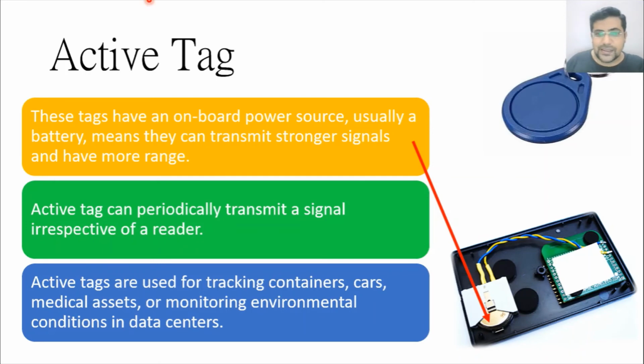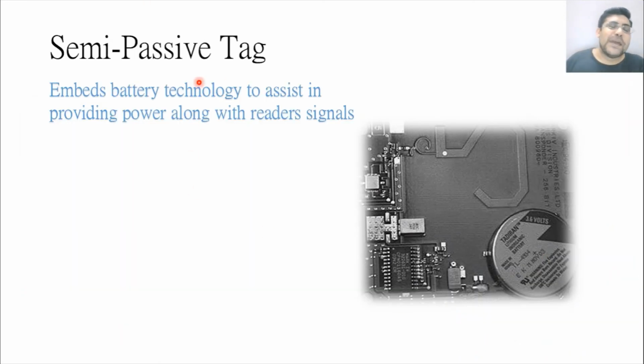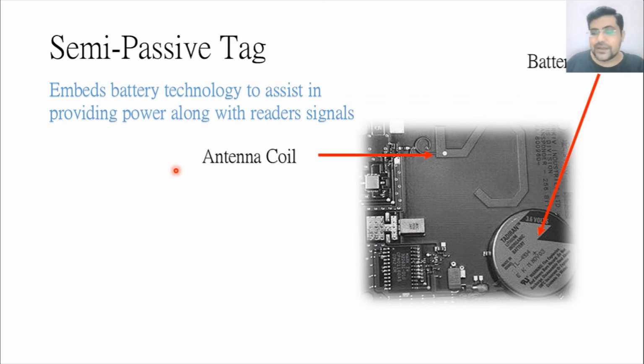Another tag, so this is the battery. I just made an arrow here. The semi-passive tag is embedded with battery technology to assist in providing power along with the reader signal. So it has both types of things. It has the battery, this is the antenna foil, and it has a chip as well. You can see this is a chip. The chip is the most important component of any RFID tag. So the semi-passive tag works with the RFID reader signal, and also has battery technology. So they have a dual nature in the semi-passive tag.